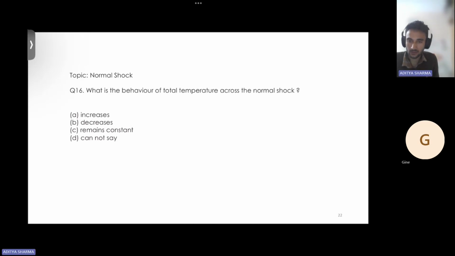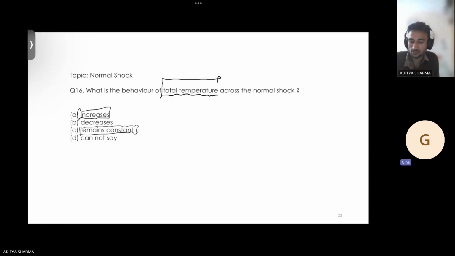I have an answer from Harshit. Harshit says it should remain constant. Someone says increases. Do you see this? Total means stagnation temperature, and it will be constant. Yes, it will be constant. That is okay, sometimes it happens, but you should be careful.